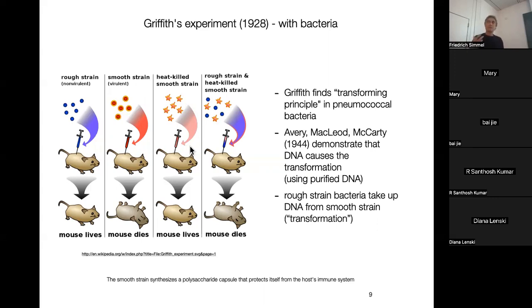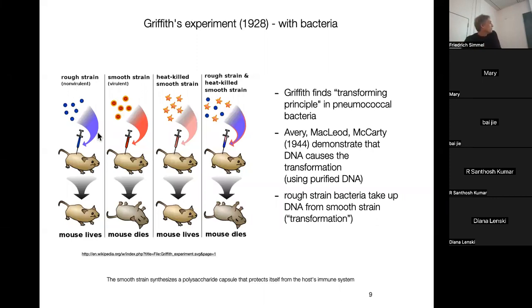These were experiments with bacteria called pneumococcus, and these are spherical bacteria that apparently have a smooth appearance when they are active, so when they are virulent. And there are apparently also bacteria that do not infect their hosts when they have a rough exterior appearance. I'm not sure how this exactly looks, but probably you can just distinguish them under the microscope.